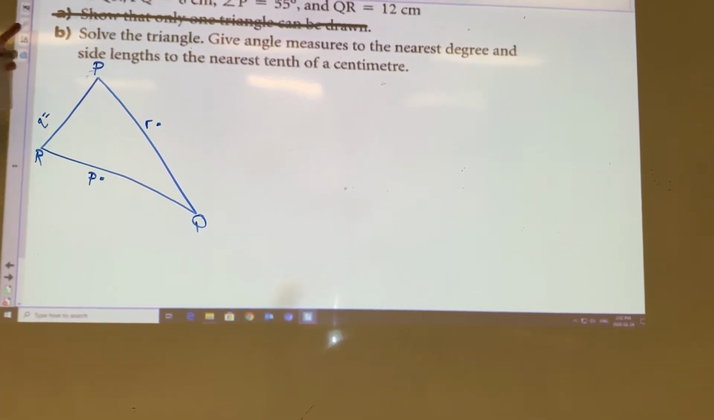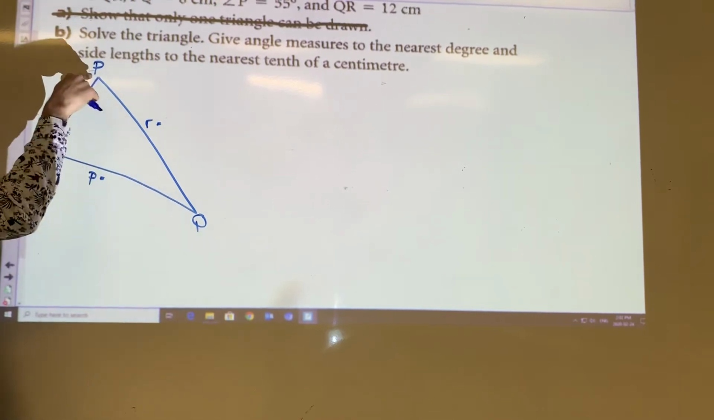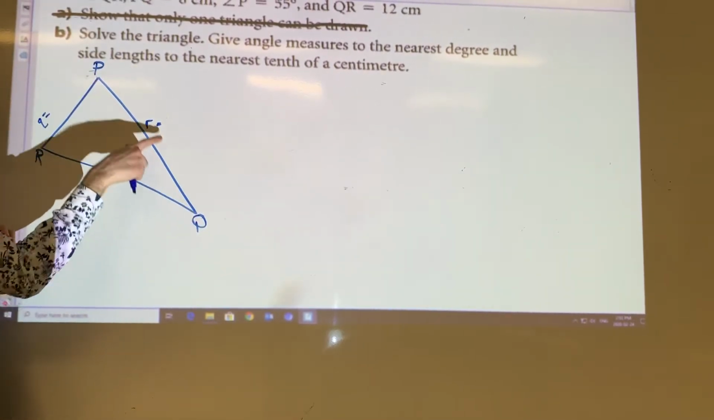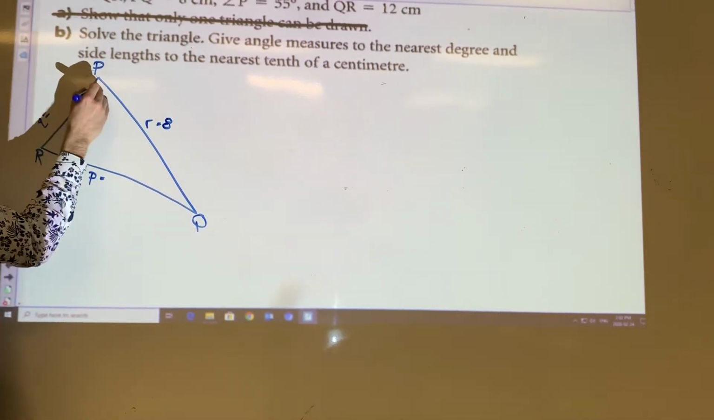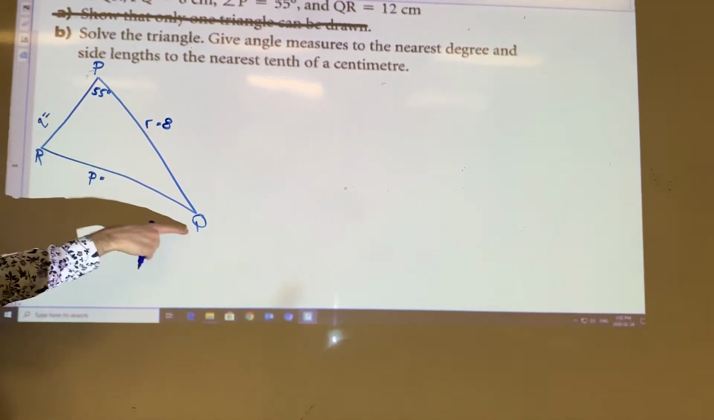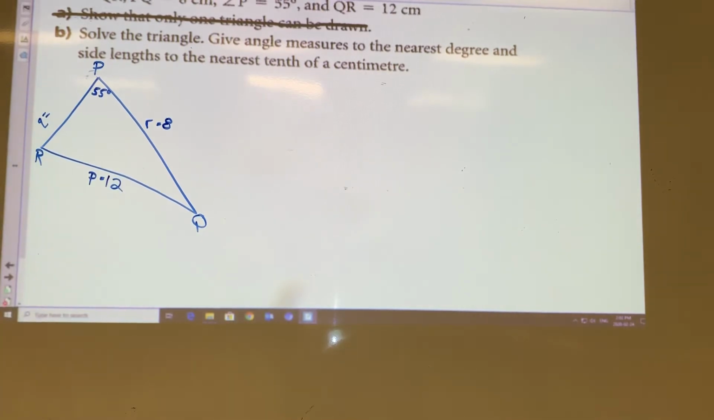And then go through and see what kind of information they gave you. So here, instead of using this lettering, they're saying PQ. So here's PQ, which is R, that's 8. And then angle P is 55, so I'm going to write 55. And QR, so QR is 12, and we're calling that P. So there, that's all the information we have.